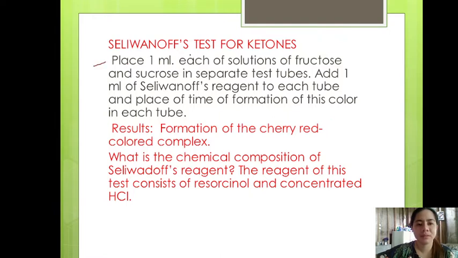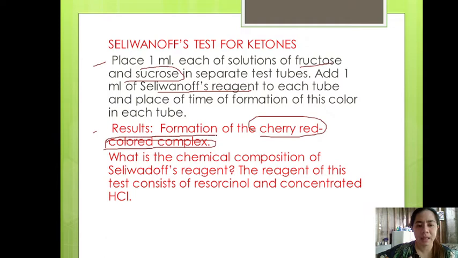Place 1 ml each of solutions of fructose and sucrose in separate test tubes. Add 1 ml of Seliwanoff's reagent to each tube and note the time of formation of color in each tube. So, what is the result? It will form a cherry red colored complex. So, remember this, guys. You don't have to memorize it, you just have to remember. In Seliwanoff's test for ketones, the result is the formation of a cherry red colored complex.